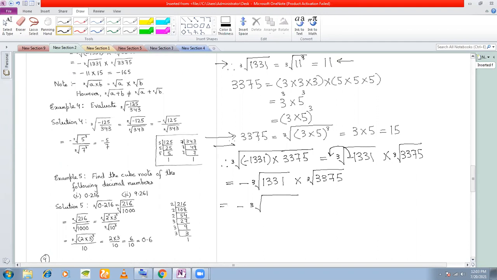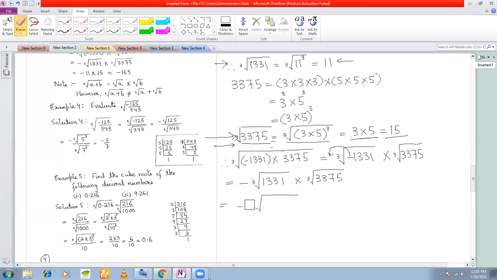Therefore, cube root of 3375. Oh, I have written this here. This should be a cube root here. Cube root of 3375 was equal to cube root of this. I can remove the radicals and write it as 15.